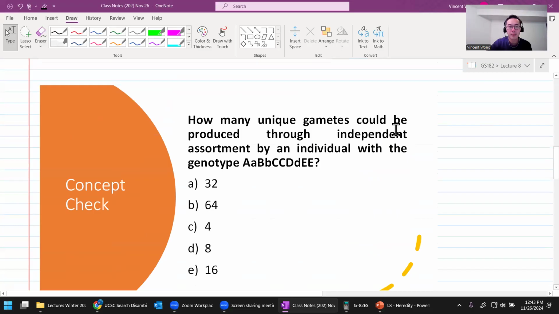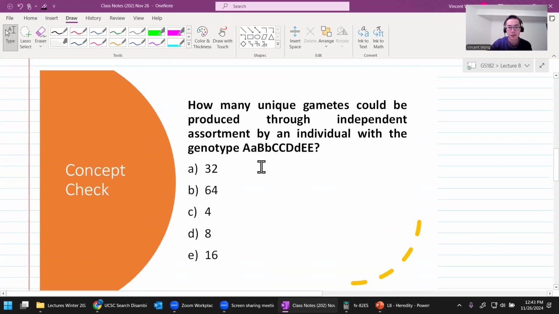How many unique gametes could be produced through independent assortment with this many genes? So there are 5 genes here. How many gametes can we produce? Well, we did this before, right? Last week. All you have to do, you don't actually have to list all of them. You just have to take a look at each gene.